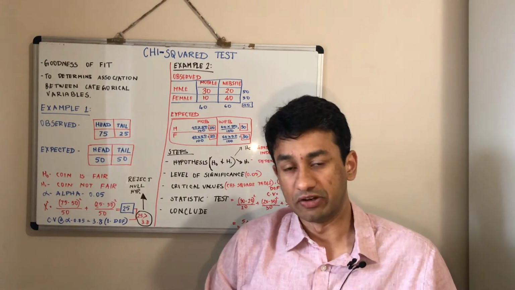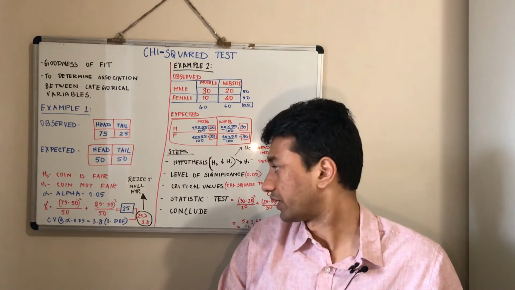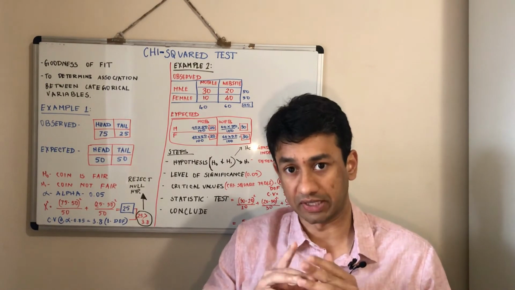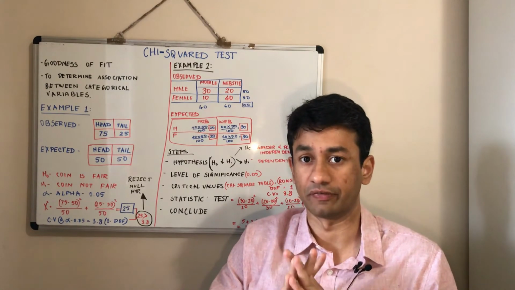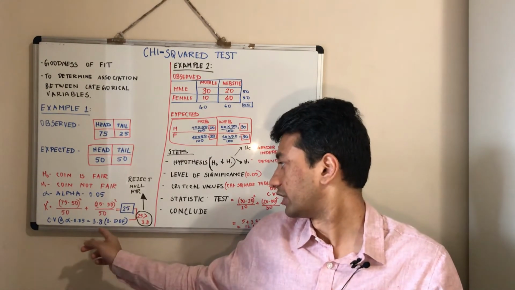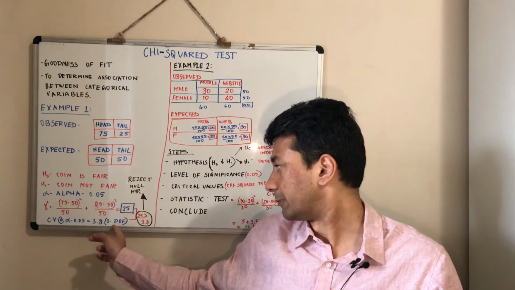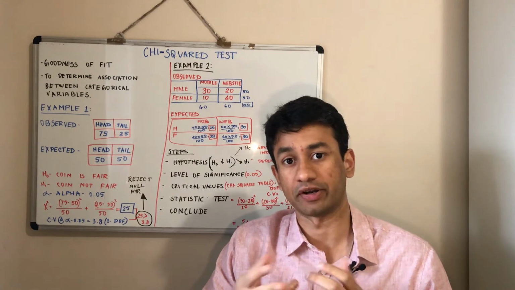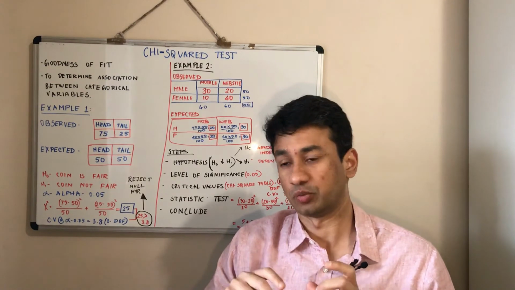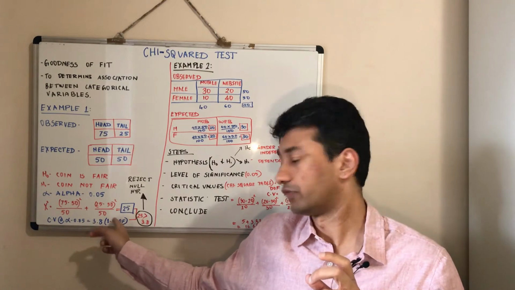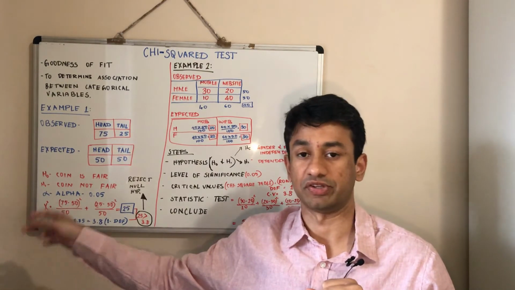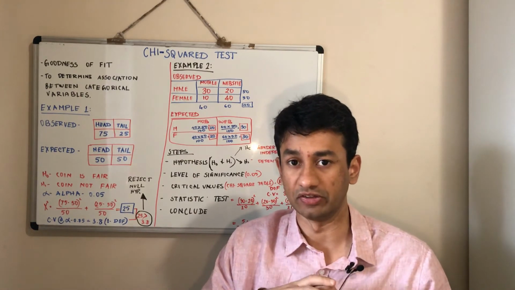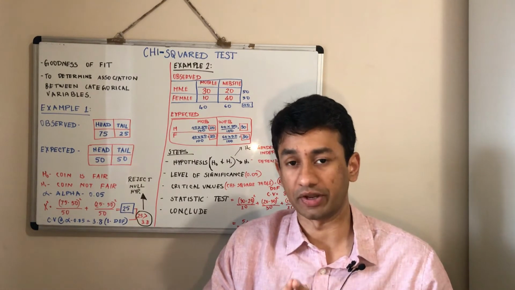Now we know the level of significance is 0.05. To use the chi-square table, along with the alpha value, we need to know the degrees of freedom. In this case, the degrees of freedom is 1, because there are two possible outcomes, head or tail, so 2 minus 1 is 1. Based on degrees of freedom 1 and the level of significance 0.05, if we look into the chi-square table, the value that we get is approximately 3.8.